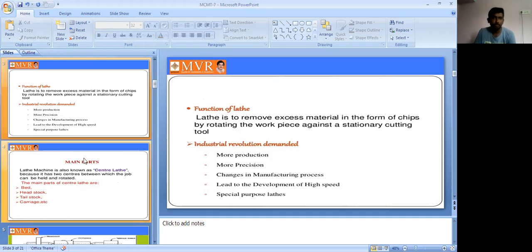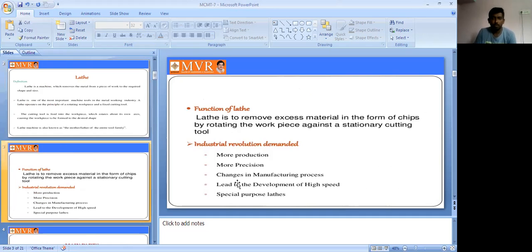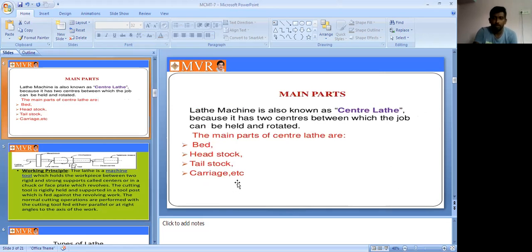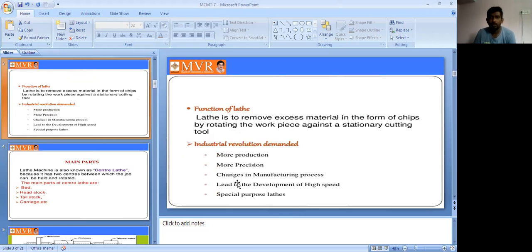Next, we can see the major function of the lathe. What is the function of the lathe? Lathe removes excess material in the form of chip by rotating the workpiece against the stationary cutting tool. The removed material we call the chip. So by rotating the workpiece against a stationary cutting tool, material is removed in the form of chips. This is the function of the lathe.